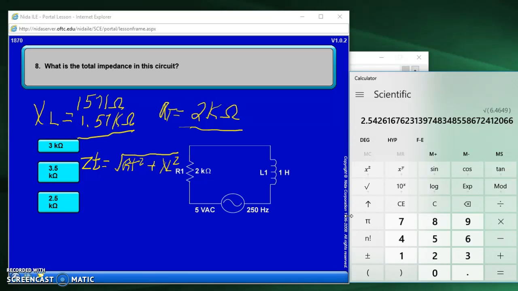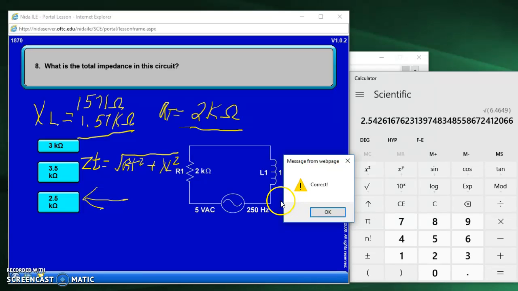2.54K. And I have an answer here of 2.5K. So if we round down just to a single decimal, it looks like it's this guy. So let's go ahead and touch that and see if it is. And sure enough, we're correct.